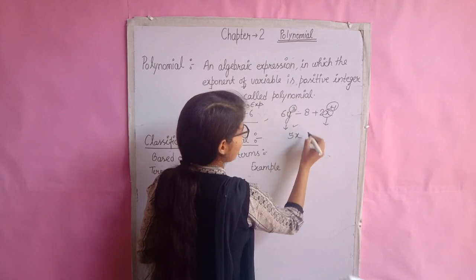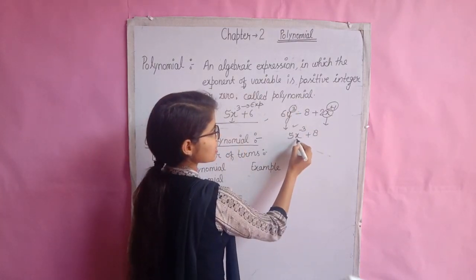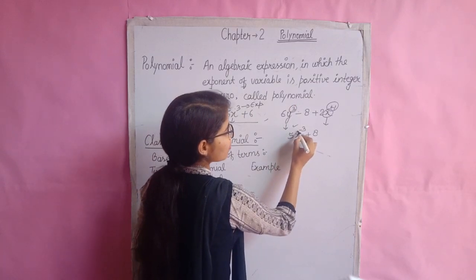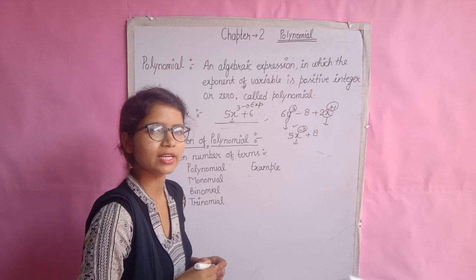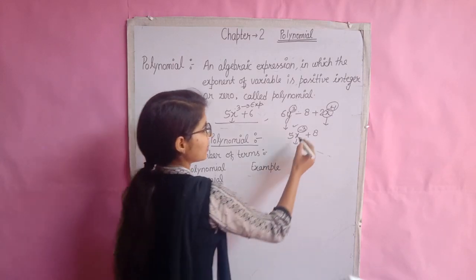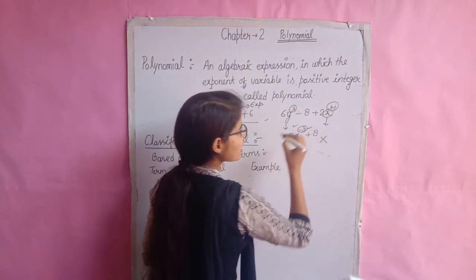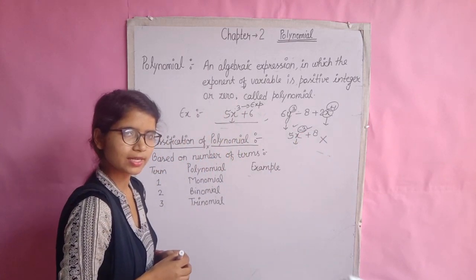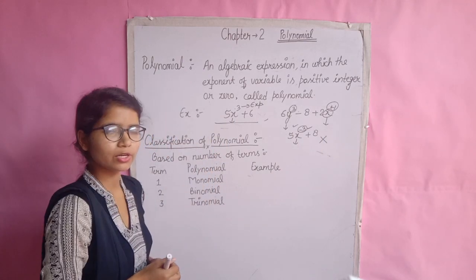Next example: 5x. Here x is the variable and minus 3 is the exponent which is not a positive integer. It is a negative integer. So this is not a polynomial. Clear? I hope you understood polynomial.